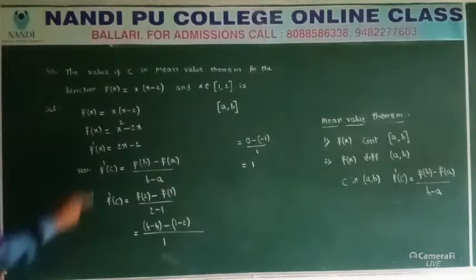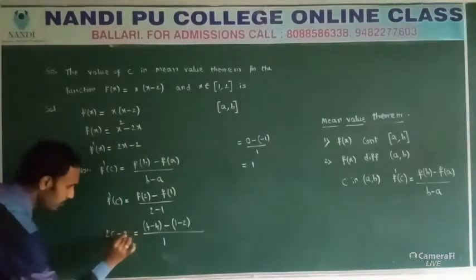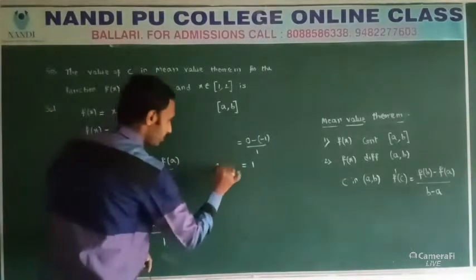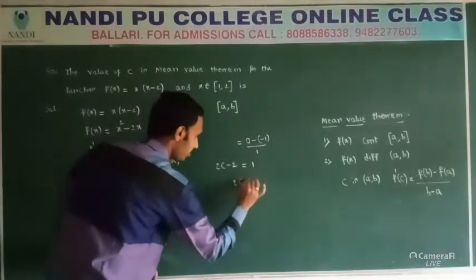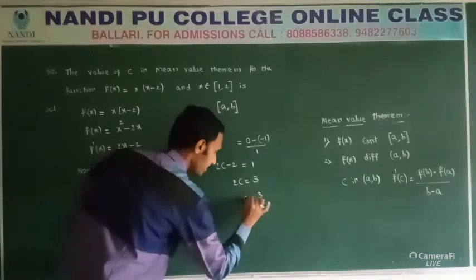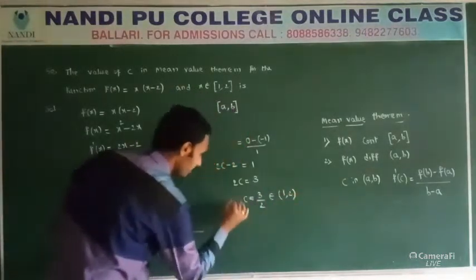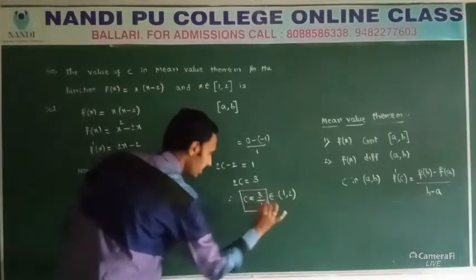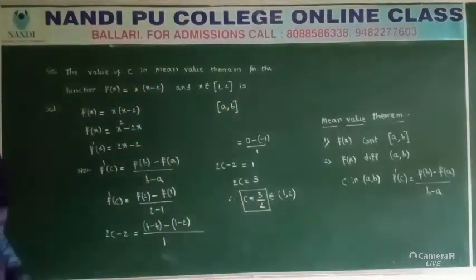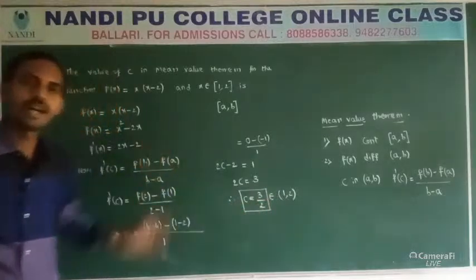The left-hand side is f'(c), which is 2c minus 2, putting x value c. So 2c is equal to 1 plus 2, 3. c is equal to 3 by 2. Does it belong to the open interval (a, b), that is (1, 2)? Yes, 3 by 2 means 1.5, and 1.5 belongs to (1, 2). So that is the answer.